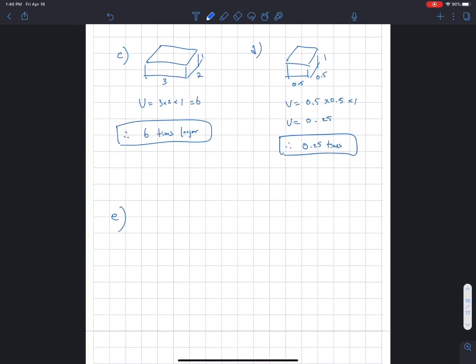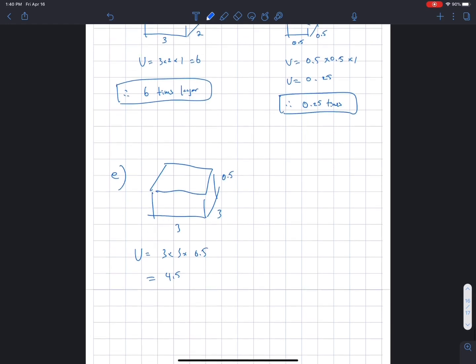E, if you triple the length and width, and then half the height. Volume is 3 times 3 times 0.5. We got 4.5. So you can say it's 4.5 times greater.